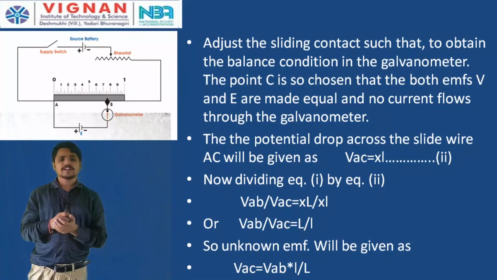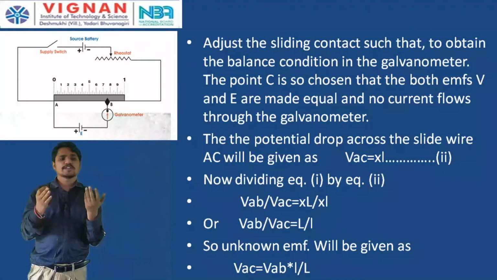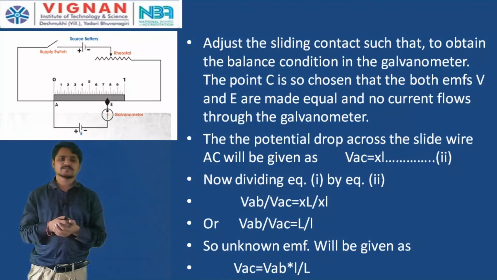Why? Because if you connect the positive terminal to the negative terminal and the negative terminal to the positive terminal, then the galvanometer will never get the null deflection. That means the galvanometer will never give the balanced condition, because there is always a potential difference.